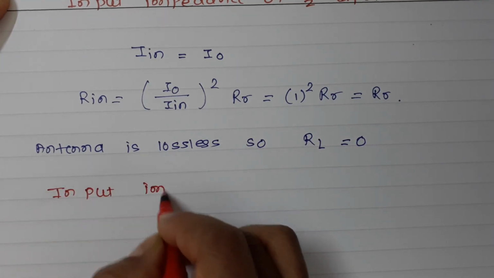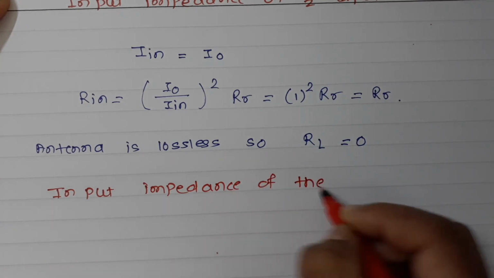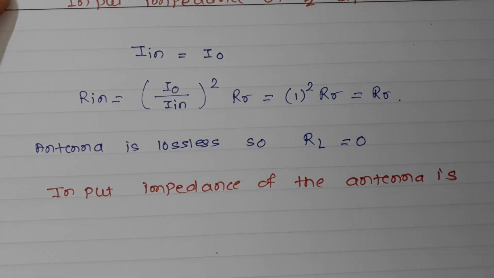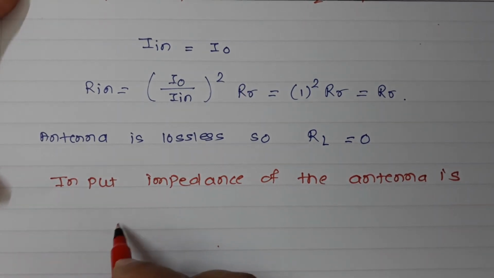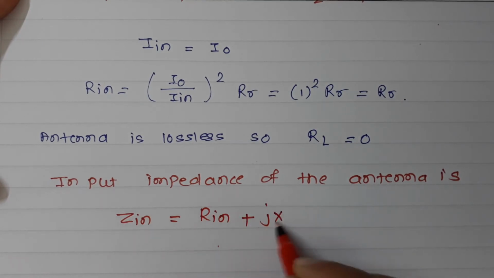So how are you going to calculate the input impedance of such an antenna? It will be Z in equal to R in plus jX in. Here the reactance at the input, X in, is decided by the length of the antenna. So for L equal to lambda by 2, the reactance is found to be 42.5.